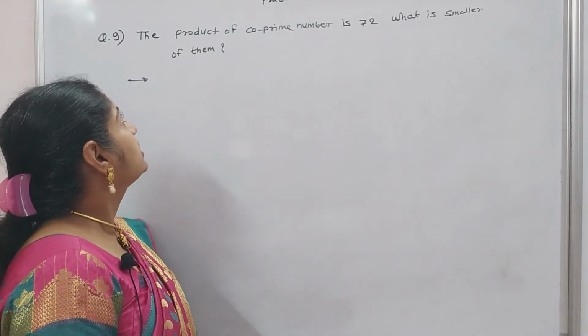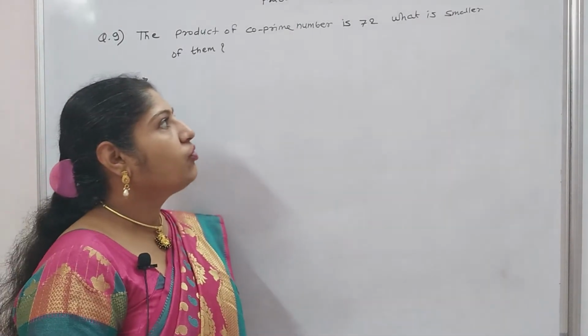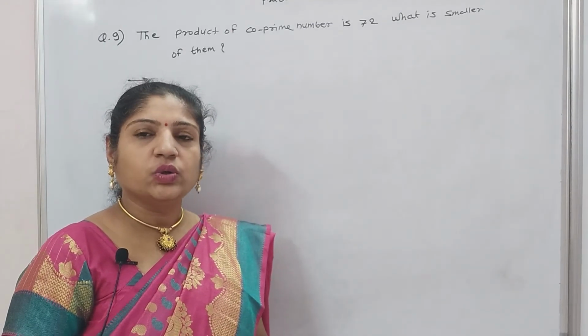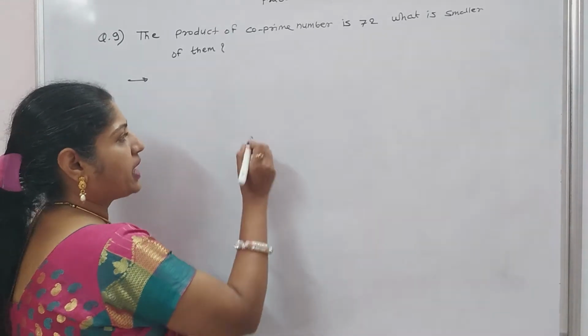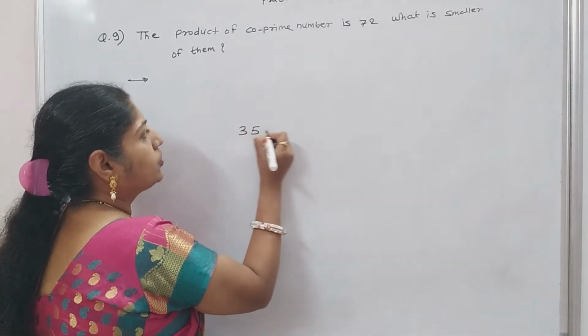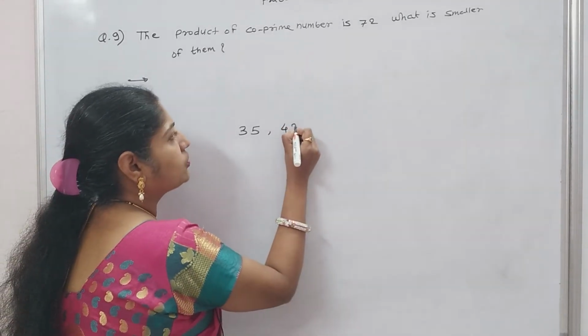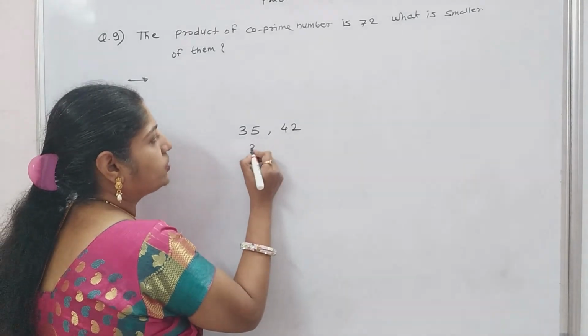Next question is, the product of co-prime numbers is 72, then what is the smaller of them? First of all we must know the co-prime numbers: two numbers which do not have any common factor are called co-prime numbers. For example, 35 and 42.